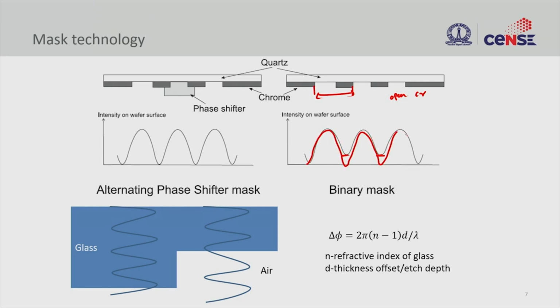The interference pattern should be 0, but you won't be able to get 0 when the pitch is very small, because you have interference from the adjacent opening. And if it is very severe, you will have something like this. And if my intensity threshold for development of the photoresist is somewhere here, I won't be able to reproduce this. This will almost look like a pattern like this. So I am unable to reproduce it. In this case, what we do is we use a phase shift mask.